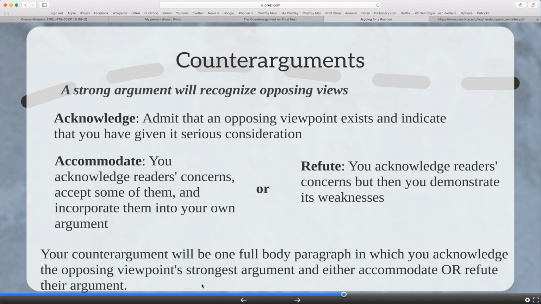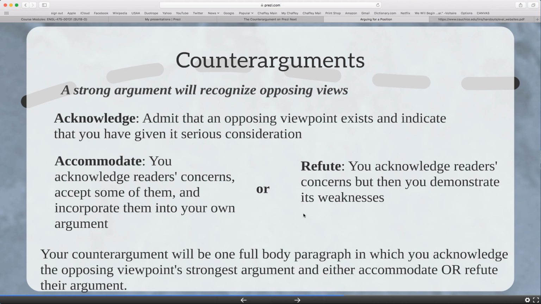In fact, there are two ways we can sort of approach acknowledging this, right? One is we can accommodate the reader's concerns. That means that, hey, we know that this other side exists, right? And we understand that that might be a flaw in our particular argument. Or we might do what's called a refutation, and your book talks about this a lot. You acknowledge a reader's concerns, but then you demonstrate why this is still wrong. You demonstrate its weakness. So your counterargument is going to do all of these things.